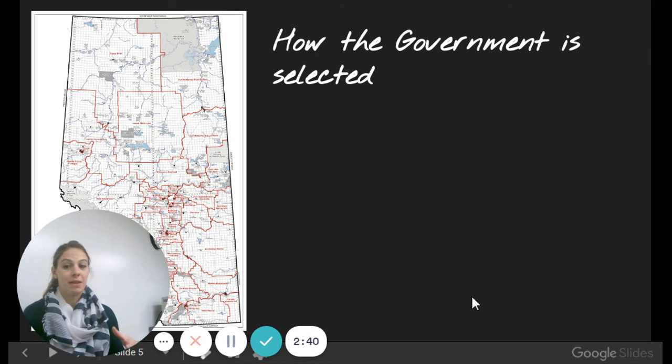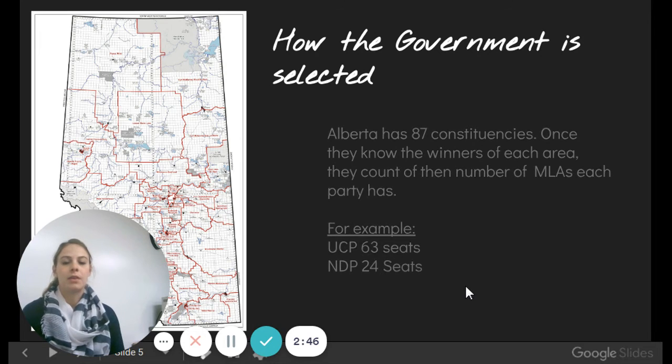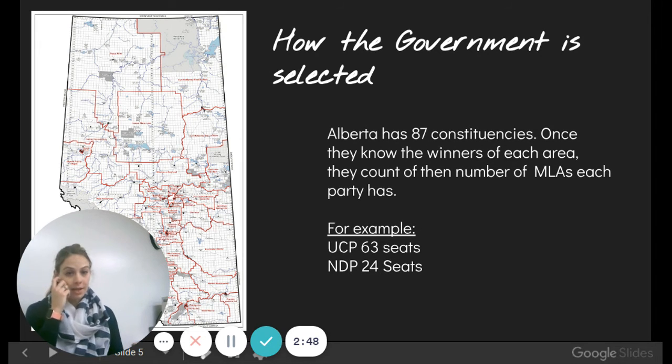So how does the government get selected then? So this is how our individual MLAs get selected. But then how do we know what the government is? So Alberta is broken up into 87 constituencies, and each one will have an MLA.